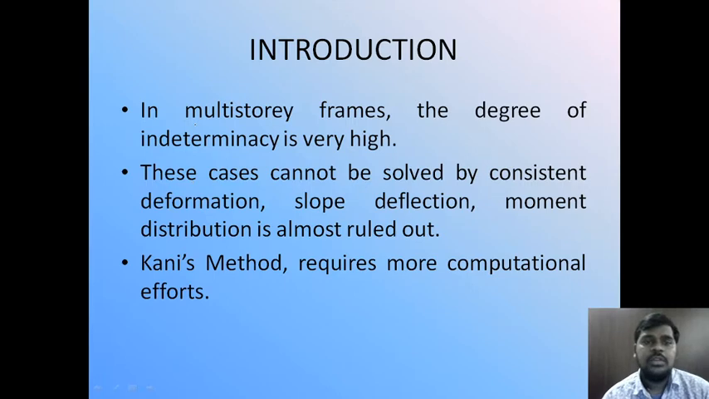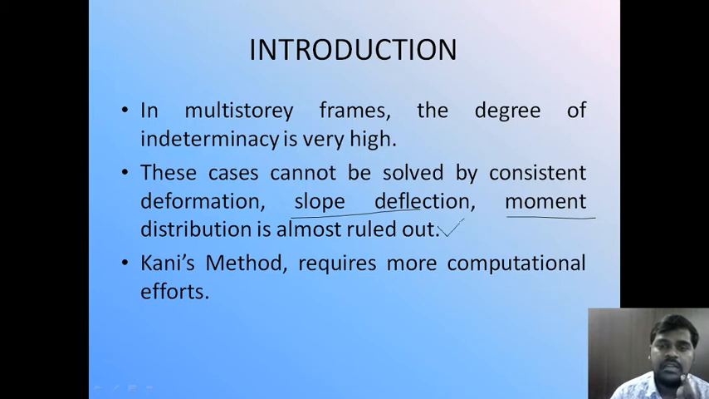So in multi-story buildings or frames, the degree of indeterminacy is very high actually, because there will be more number of joints and more number of frames. So the degree of indeterminacy, whether it may be static or kinematic, is very high. So in these cases, it cannot be solved by using the traditional methods like consistent deformation and slope deflection, which we have studied in the previous SCA1, and also in moment distribution method. So these methods are ruled out.